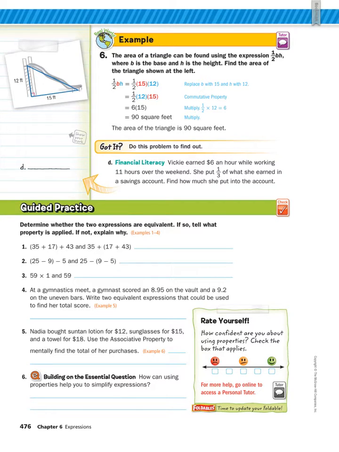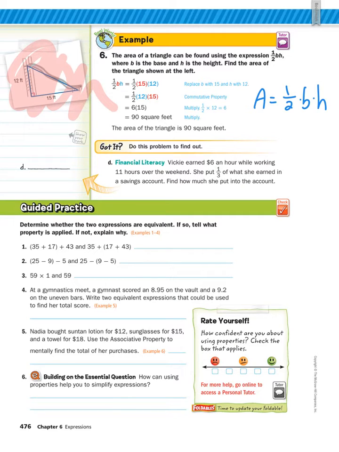All right, in example D, I want to show you how this problem will make your life easier if you understand some of the properties. So this says the area of a triangle can be found using the expression half times base times height. And we've done some work with that so far. Area is half times the base times the height, where B is the base and H is the height. Find the area of the triangle shown at the left. So take a look over at this lovely triangle right here, that slide.